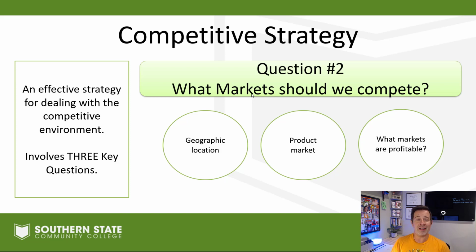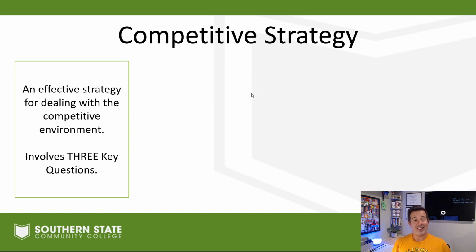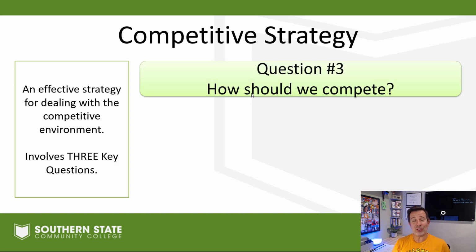Or maybe craft beer. Craft breweries are really popular. So maybe I'm going to focus on that and not serve a lot of food. Whatever the case might be, what markets are going to be profitable? Then finally, the big question, how should we compete? And this is where our marketing mix, our 4 Ps come in.